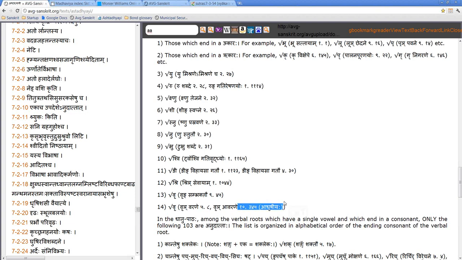The one churadigana, let's talk about this for a second. In the churadiganaha, a dhatu will take svarthe nich, as we have seen, by 3.1.25.